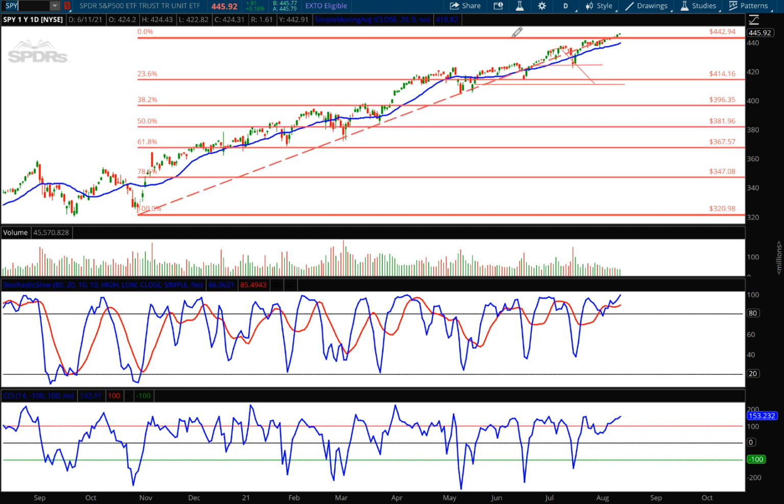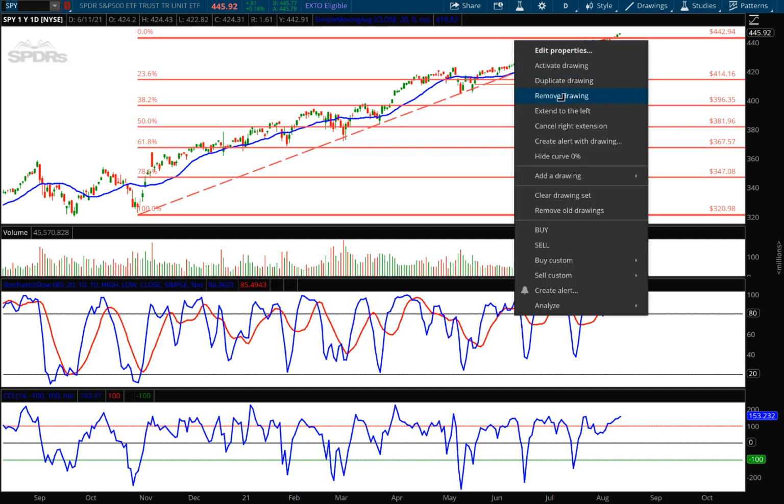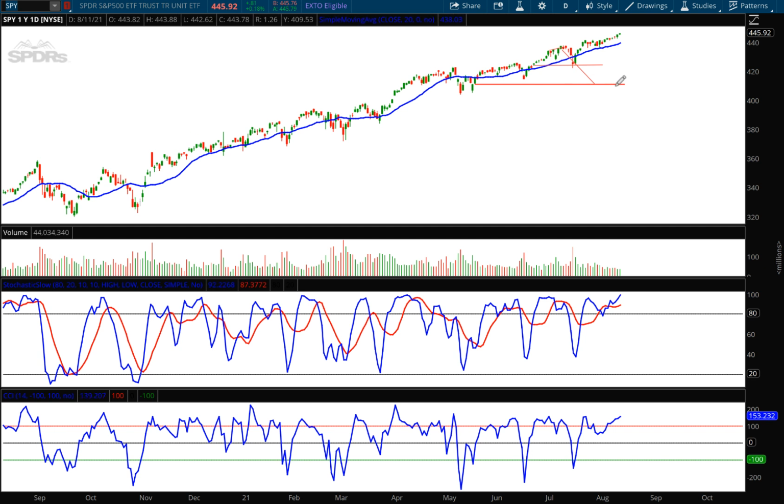Now I'm going to erase the Fibonacci retracements right there, leaving this target in place.